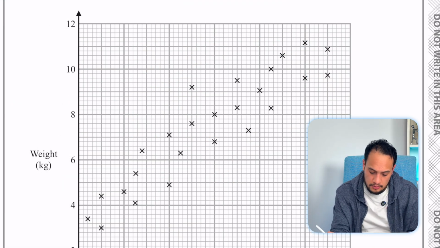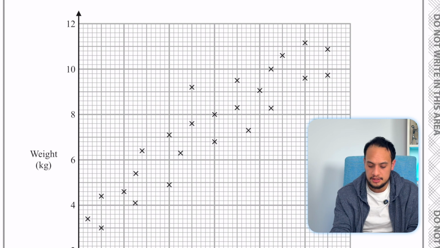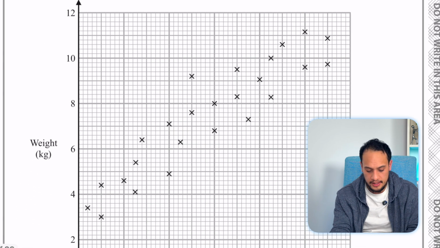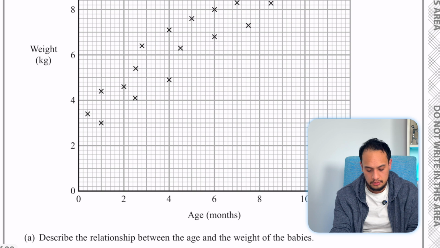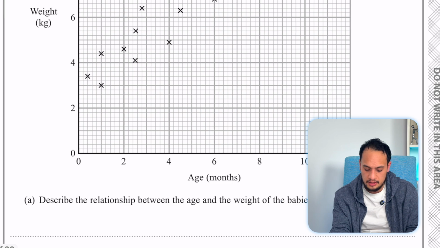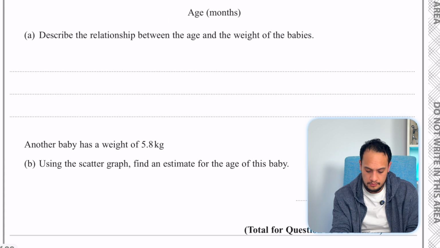Next, we've got a scatter diagram. The scatter graph shows information about the ages and weights of some babies. So we're trying to look for a trend. We've got weights in kg on the y-axis, and then we've got age in months on the x-axis. It says describe the relationship between the age and the weight of the babies.